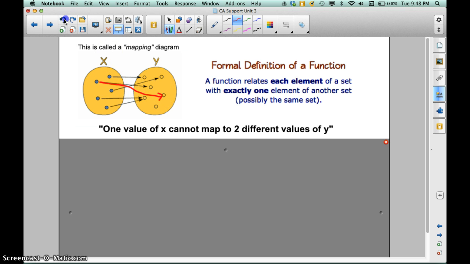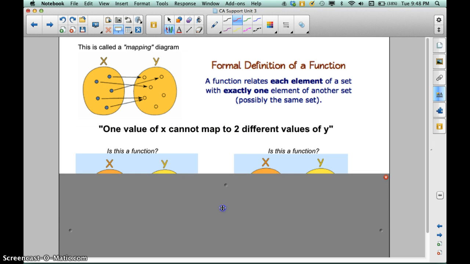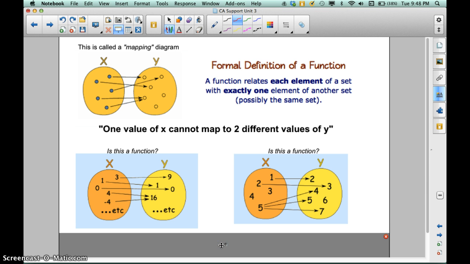That's what's not allowed. Okay, so let's take a look at these two and look at the difference and decide which one is a function. I'm going to tell you one of them is and one of them isn't. So look back at the rule, read it carefully. One value of x cannot map to two different values of y. Pause the video and think about this for a second. Decide which one works.